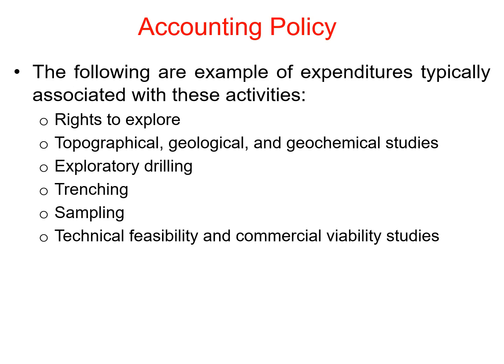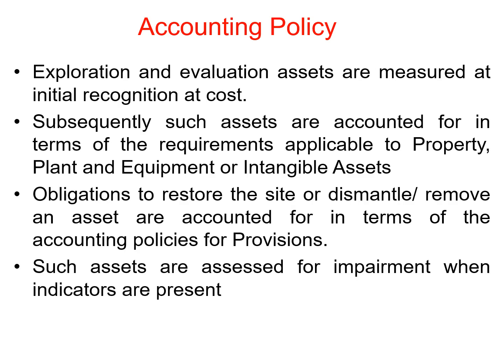So if that's what we're doing and we're going through that entire process, IFRS for SMEs then gives us some guidance as to what we should be doing with this expenditure. It says exploration and evaluation assets, where these arise, are measured initially at cost. Subsequently, you account for these items as property, plant and equipment or as intangible assets. You also take into consideration any obligations that you might have to restore a piece of land, so provision for rehabilitation costs, take those into consideration. And you also assess your assets for impairment if there are indicators of impairment.